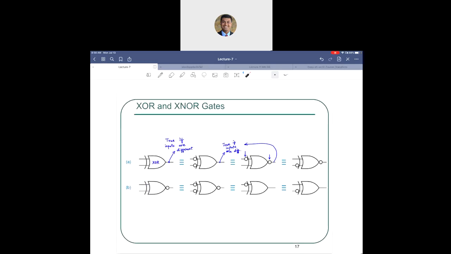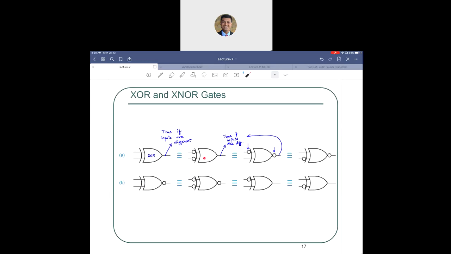So all these, the 4 symbols that you see on the top are for exclusive OR gate, which means for each and every one of them, the output is true if inputs are different. Both inputs, they are different.